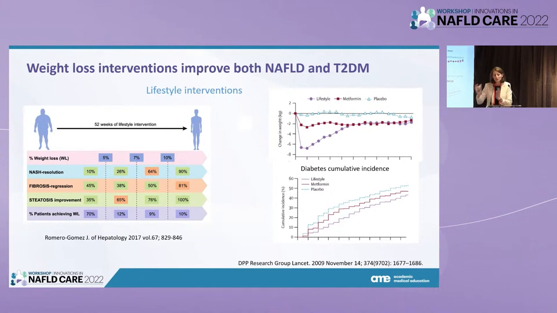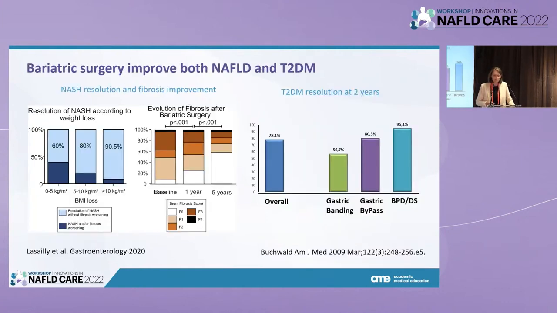And if you marry that with the lifestyle intervention that has been performed, for example, in the Diabetes Prevention Program, you see that lifestyle intervention can prevent the incidence of type 2 diabetes. And it's the same for bariatric surgery. We have studies showing us that there is a significant and persistent resolution of NASH after bariatric surgery, even after 5 years, and it's correlated to the weight loss of the patient.